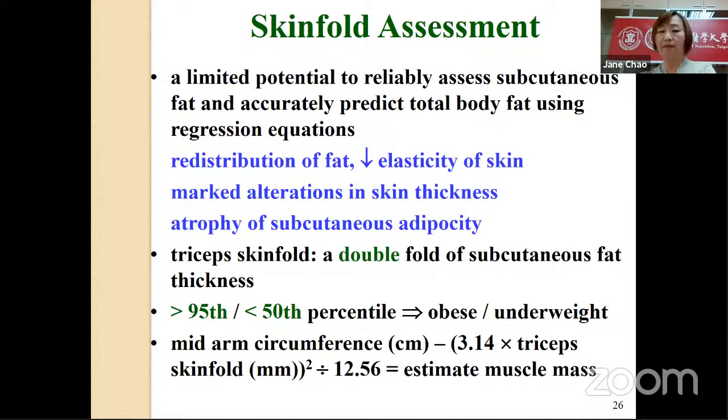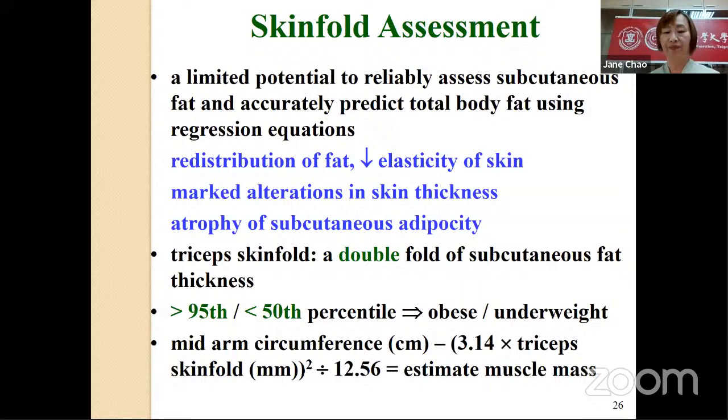accurately measure skin fold. If you use a tricep skin fold, you have to identify where your subcutaneous fat is, but because of decreased elasticity of the skin, it's very difficult to identify the subcutaneous fat layer. So that means you probably have unreliable skin fold data. It also marks alterations in skin thickness in the elderly, and also atrophy of subcutaneous adiposity. For those reasons, skin fold assessment is not a good indicator for nutritional assessment in the elderly.